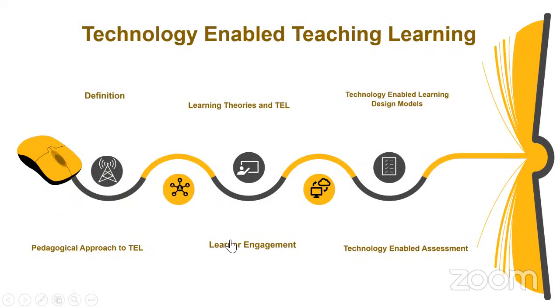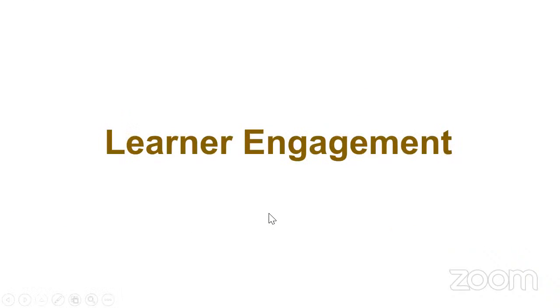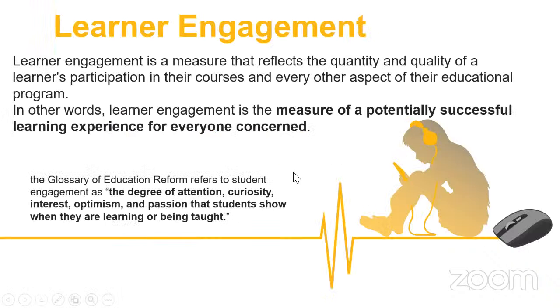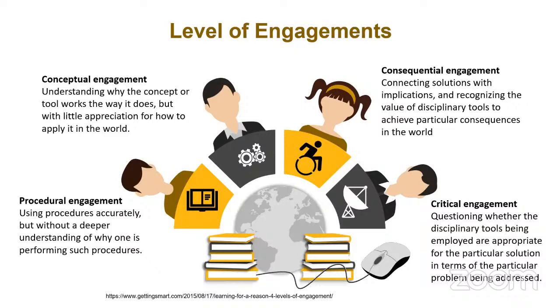Okay, so now let us see how we can engage with the learners. Learner engagement is very important: how the student is participating in our course. So we need to measure their engagement. That is what we can see, how we can involve each and every student in our classroom situation or otherwise our learning environment.